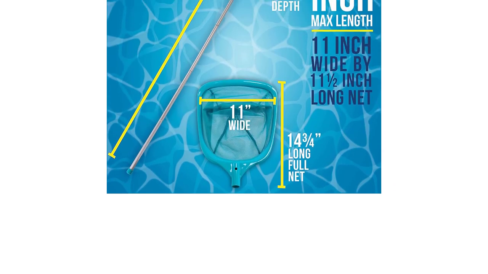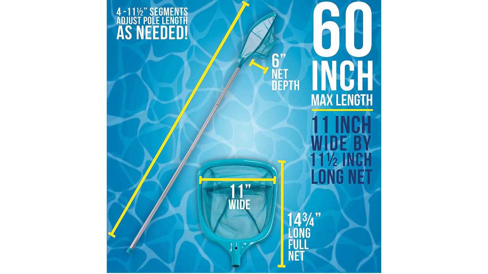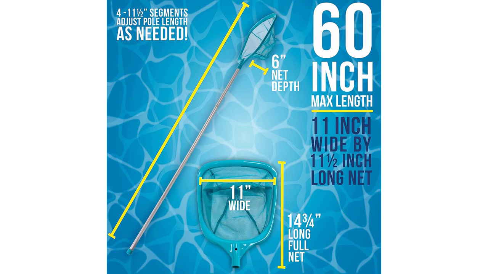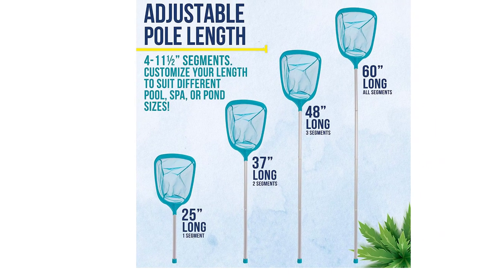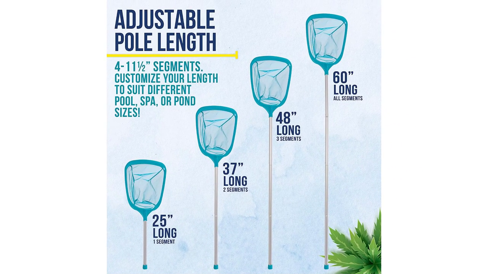The fine mesh net becomes ultra-durable and catches even the tiniest particles. It comes with an aluminum pole that you can attach with the skimmer for reaching tough places. The pole can be adjusted to a length of 5 feet. The dimension of the frame is 11x12x6 inches.